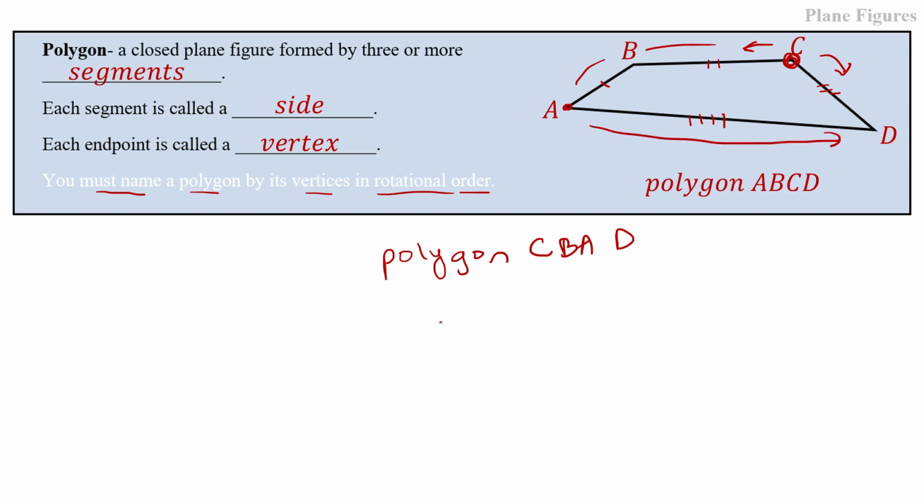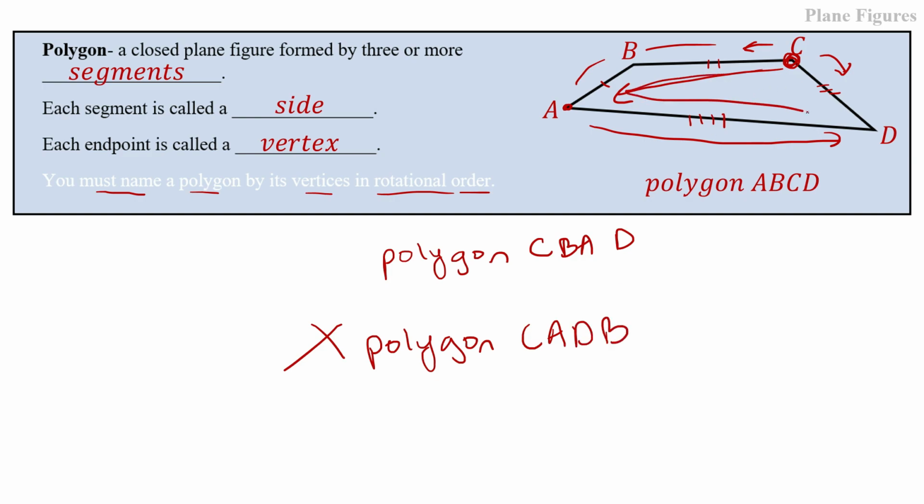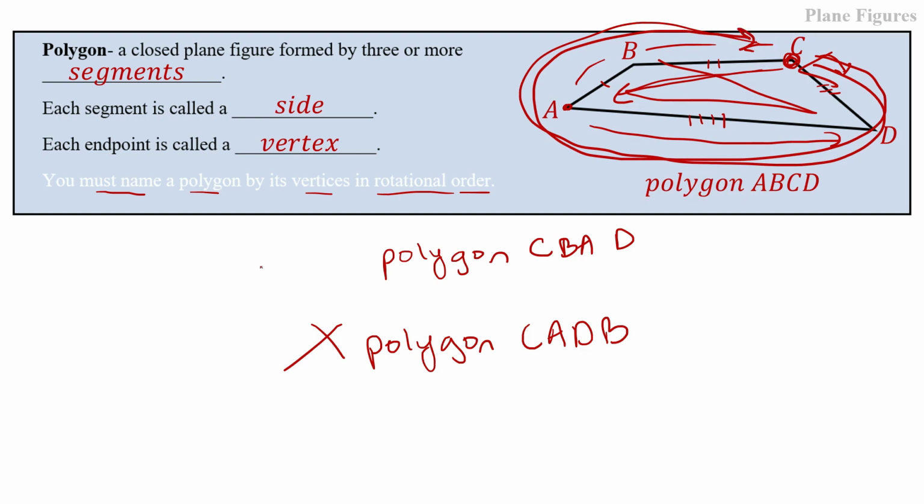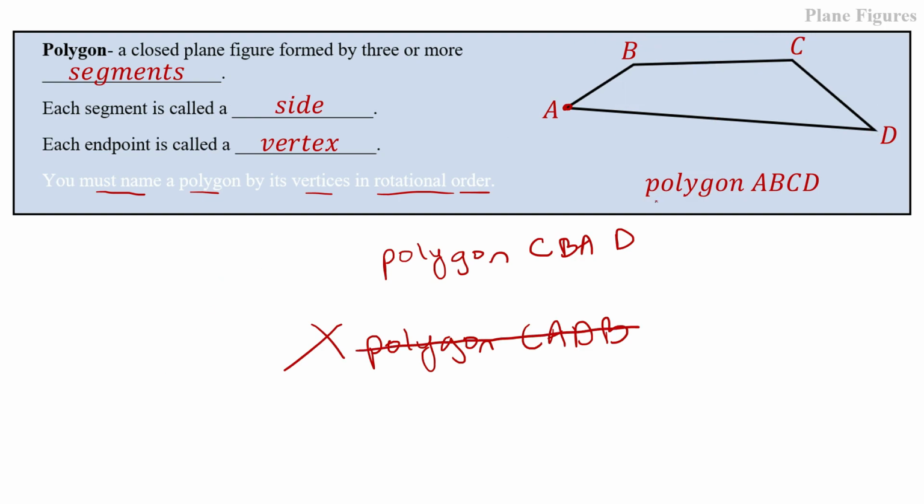What you cannot do, and this is wrong, is call it a polygon, and let's say I start at C, I cannot skip around. I cannot go C to A to, let's say, D to B. I can't just go like that. I have to go in order, either this way, counterclockwise, or I can go this way also, which would be clockwise.